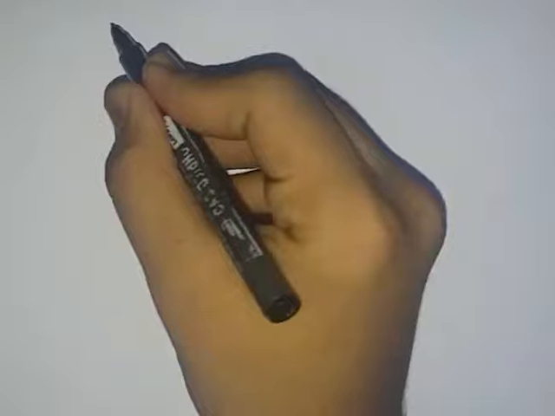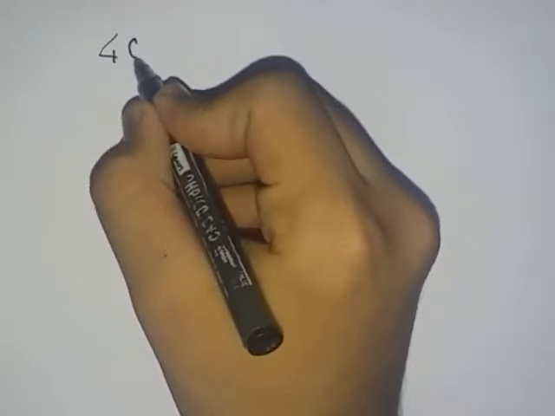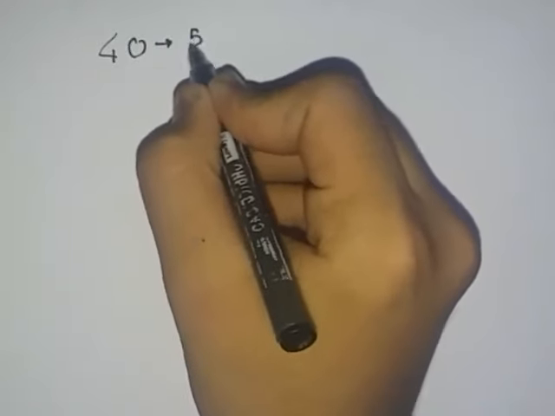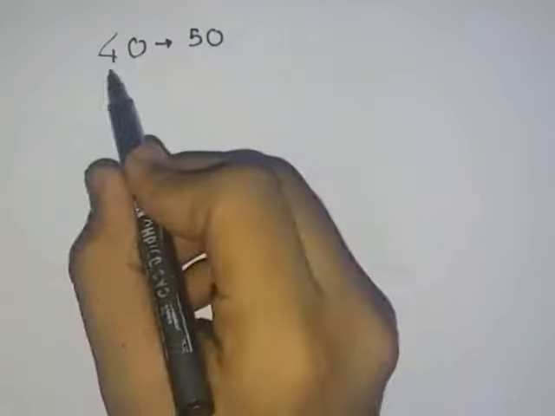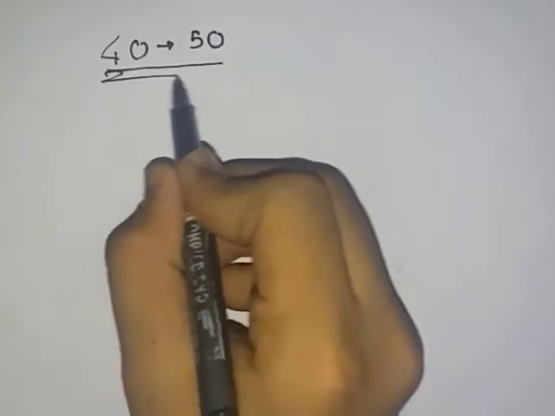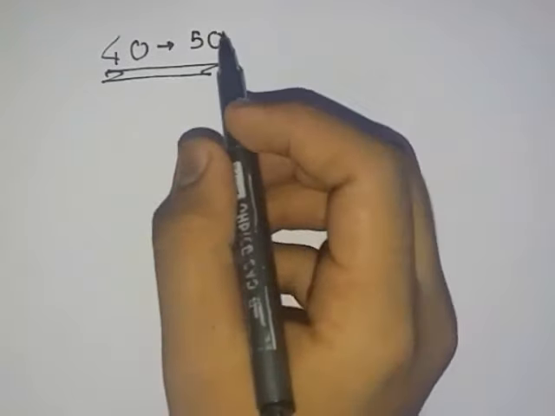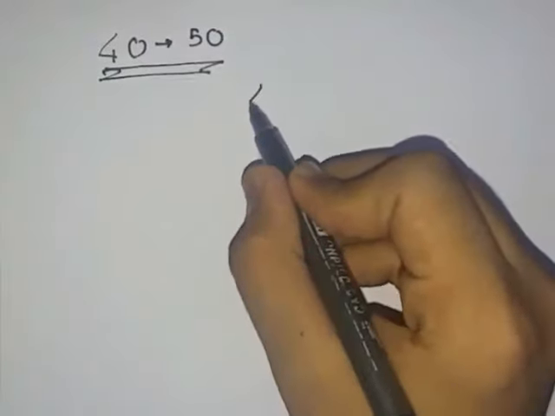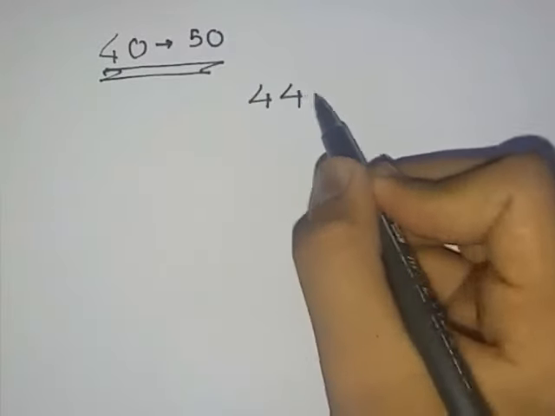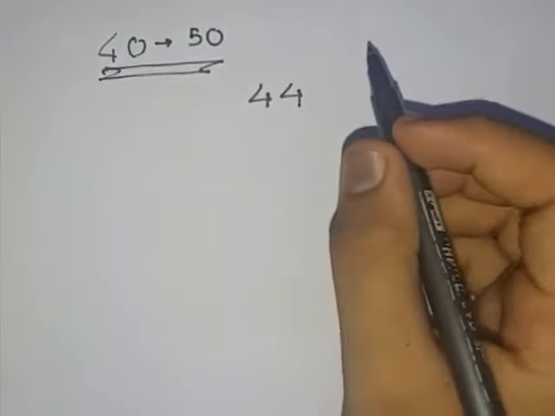So guys, that was all about the 20s and 30s. Now let's get on to the 40s, for 40 to 50. Again, I have to explain with the help of an example. Let's take a number, 44. Any number you can take, 44.